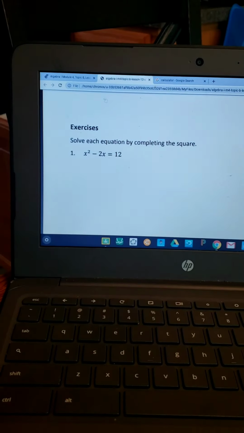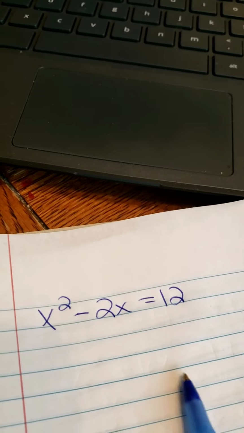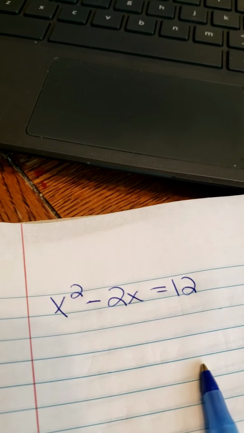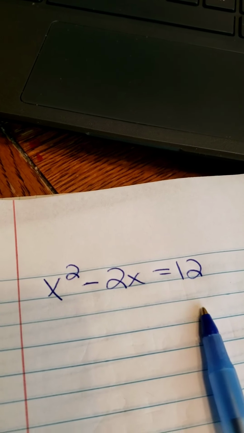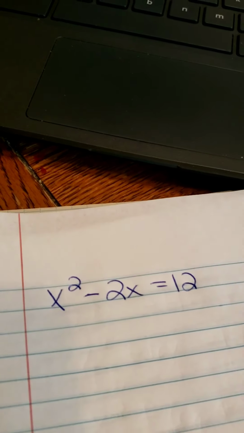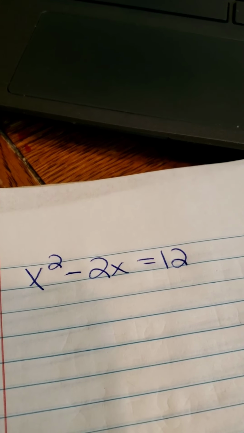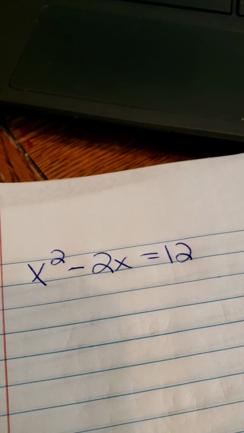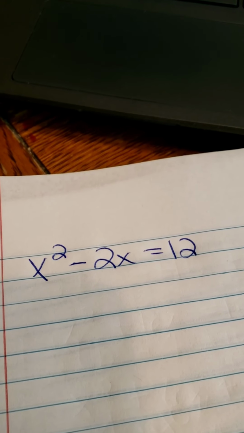All right, here is my next problem. I already wrote it down for you. So when I look at this, again, I want to move the 12 to the other side because that's just what we're used to doing in math. But we're not going to do that because I don't have any numbers that I can multiply to get a product of 12 and then add or subtract to get a sum or difference of 2.